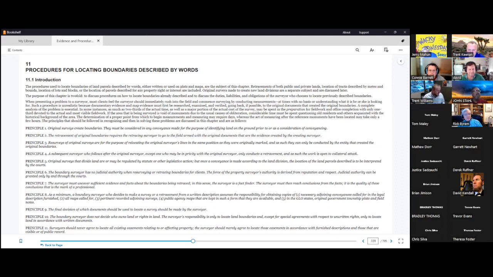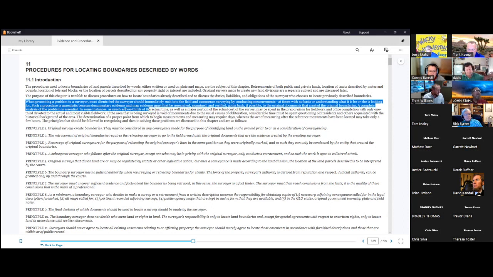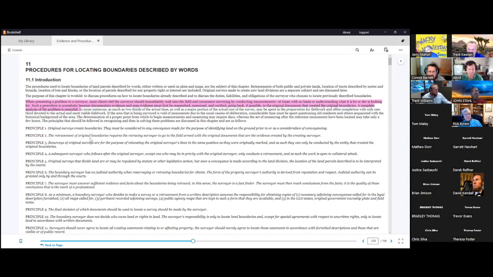I just want to start here, with this third sentence. When presenting a problem to a surveyor, most clients feel the surveyor should immediately rush into the field and commence surveying by conducting measurements, at times with no basis or understanding of what he or she is looking for. Such a procedure is unrealistic because documentary evidence and map evidence must first be researched, examined, and verified, going back, if possible, to the original documents that created the original boundaries. A complete analysis of the problem is essential.